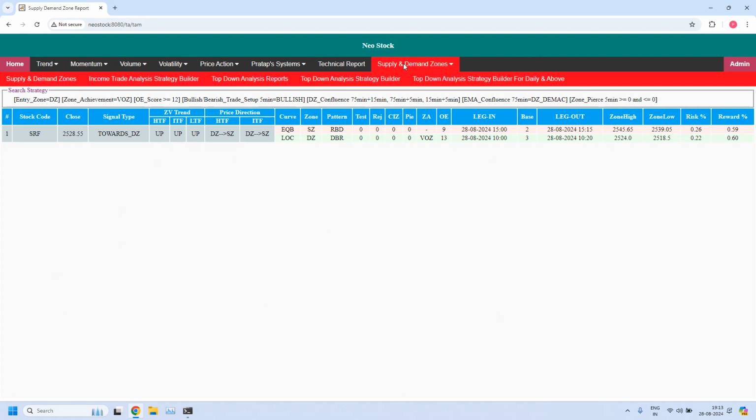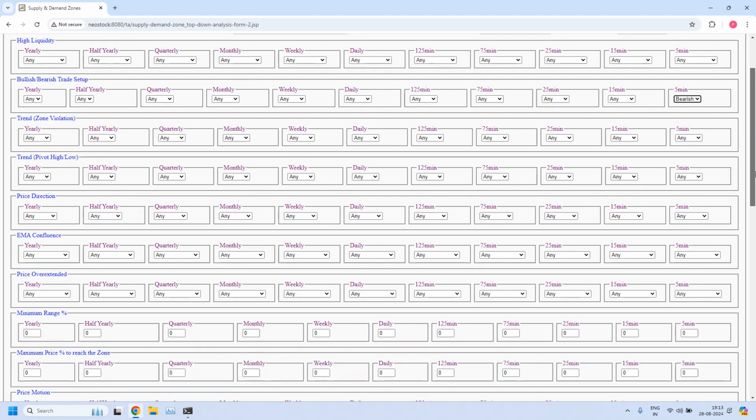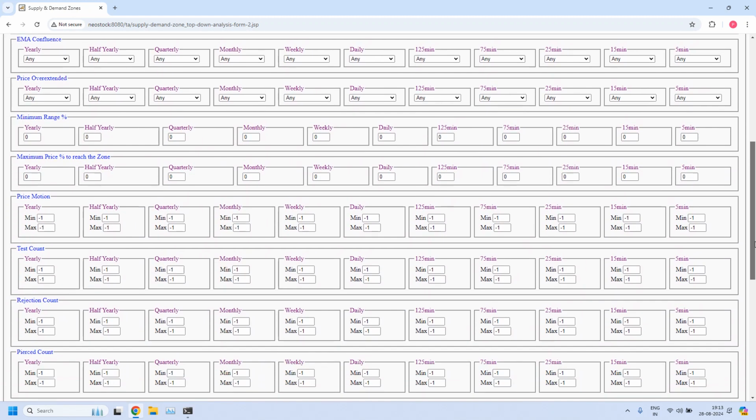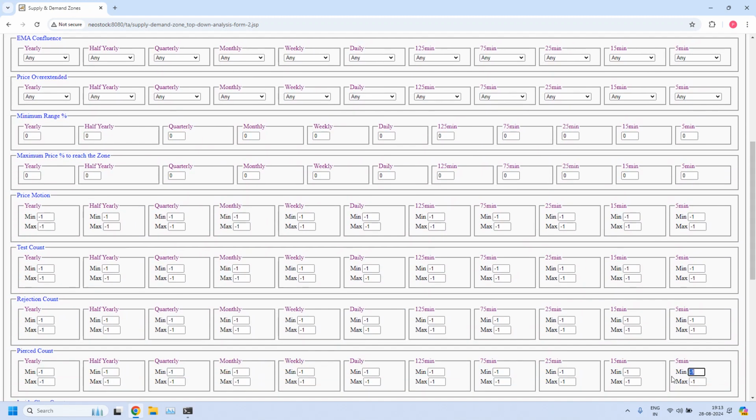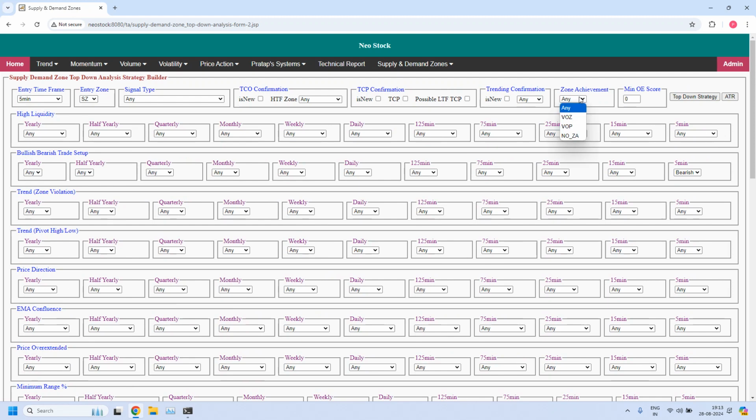Okay, next bearish trade setup for hourly income trade. Entry time frame is 5 minutes. Entry zone is supply zone. In bullish or bearish trade setup at 5 minutes, I am selecting bearish. And this 5 minute supply zone should not be pierced. So in the pierced count, in 5 minutes time frame, I am setting minimum value 0, maximum value 0. And the zone achievement is violated opposing zone. Minimum odd enhancer score is 12.